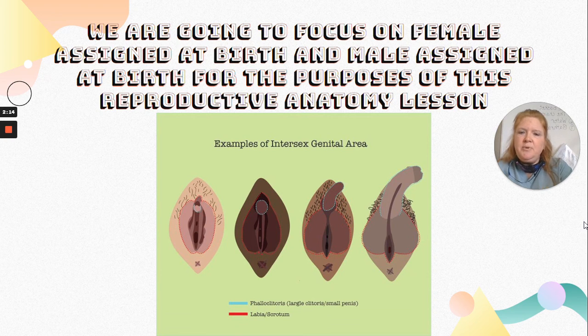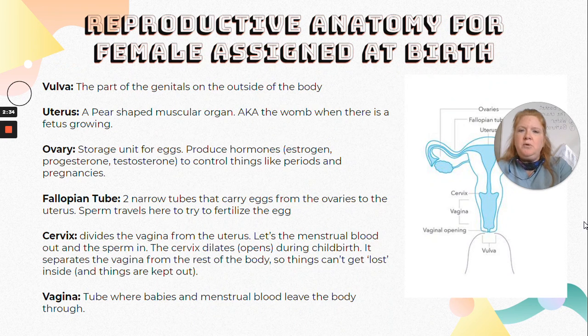Here are just some examples of intersex genitals. So you can see they're not all the same. There are variations, but in all of them, there will be some typically female assigned at birth anatomy and some typically male assigned at birth anatomy combination. So the reproductive anatomy for females assigned at birth include the vulva.